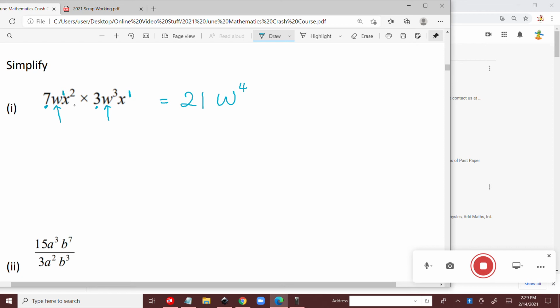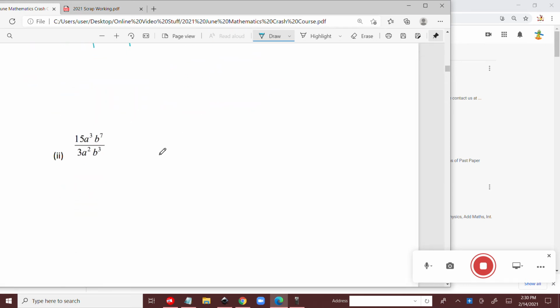Now let's handle the x's. You have x squared and x. We are multiplying. Here's 1, here's 2. Multiply means to add the powers. So 2 plus 1 is 3. That's the end of that question. All right? So let's move on to the other question.